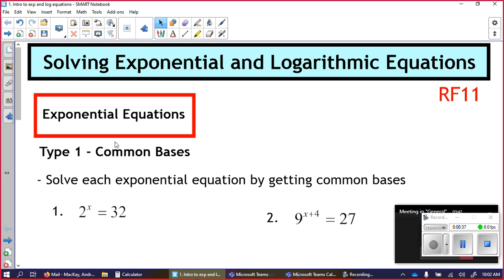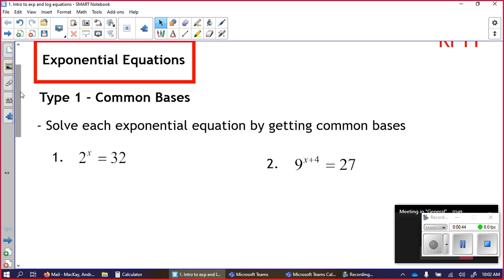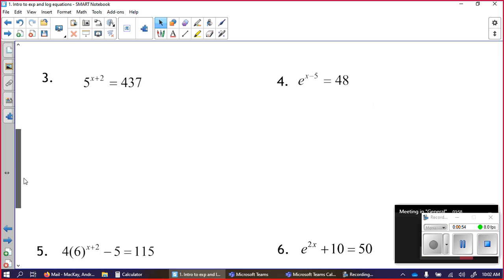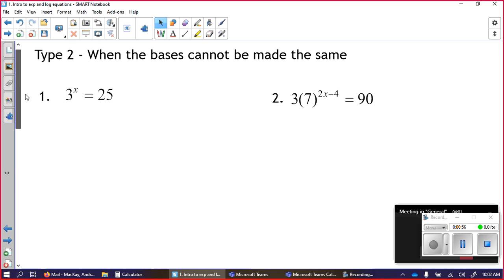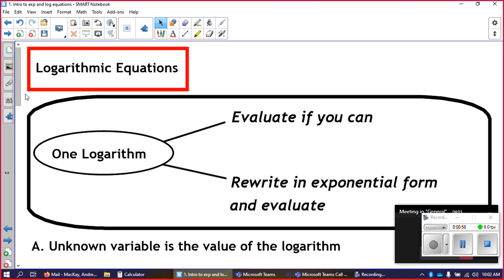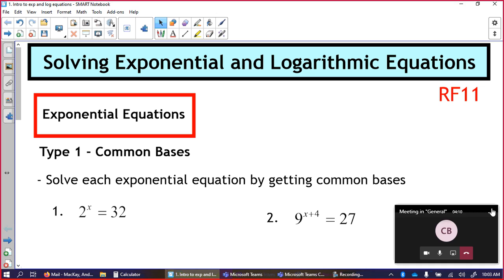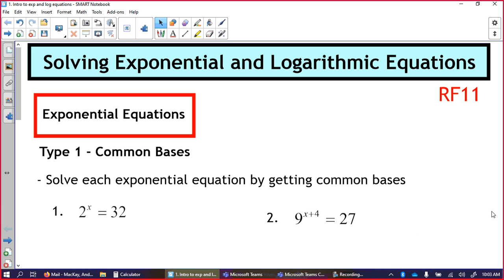So, solving exponential and logarithmic equations. We're going to look at some exponential ones that have, we call them common bases. When the bases are not the same, they get a little bit trickier, but not too big of a deal. And then it just depends on time and whatnot, we'll either do all of type 1 and introduce type 2, or we'll go as far as we can.